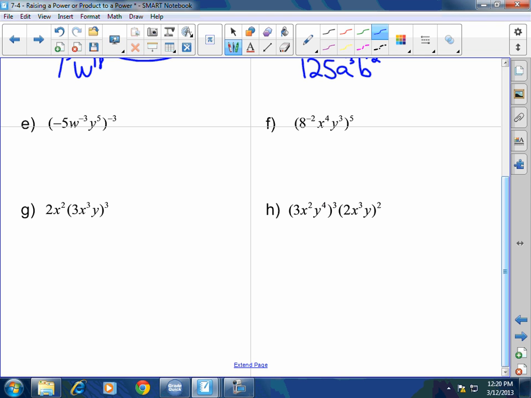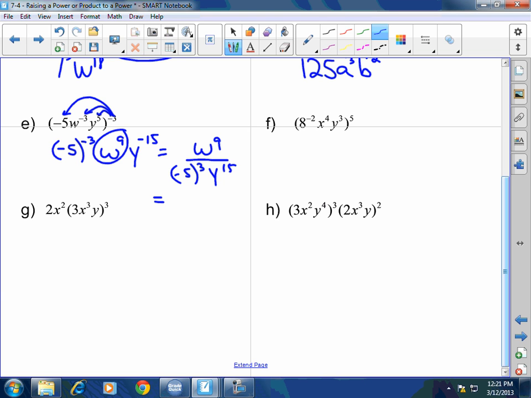Let's start step by step. I got to distribute this negative 3 exponent to all the exponents here. So there's going to be negative 5 in parentheses to the negative 3rd, w to the 9th, y to the negative 15th. That's going to equal w to the 9th, because that's positive, over negative 5 cubed, because I made it positive. When I go from numerator to denominator, I change the sign of the exponent, y to the 15th, which will equal w to the 9th over negative 125 y to the 15th.